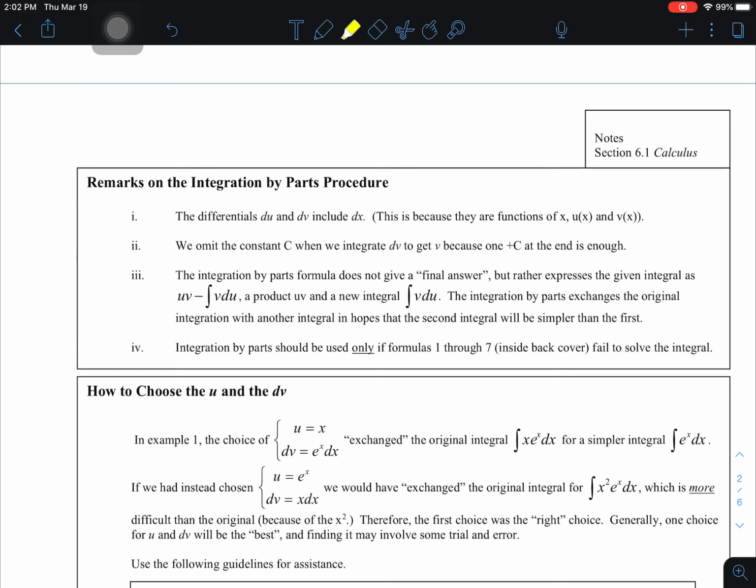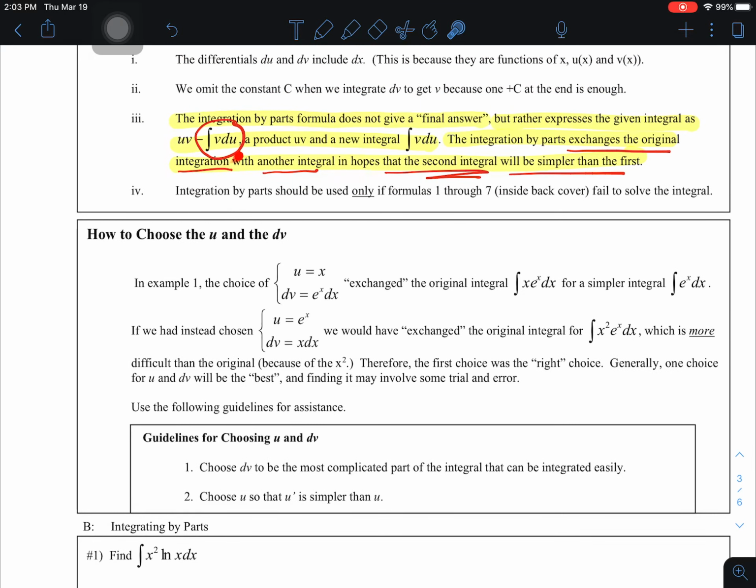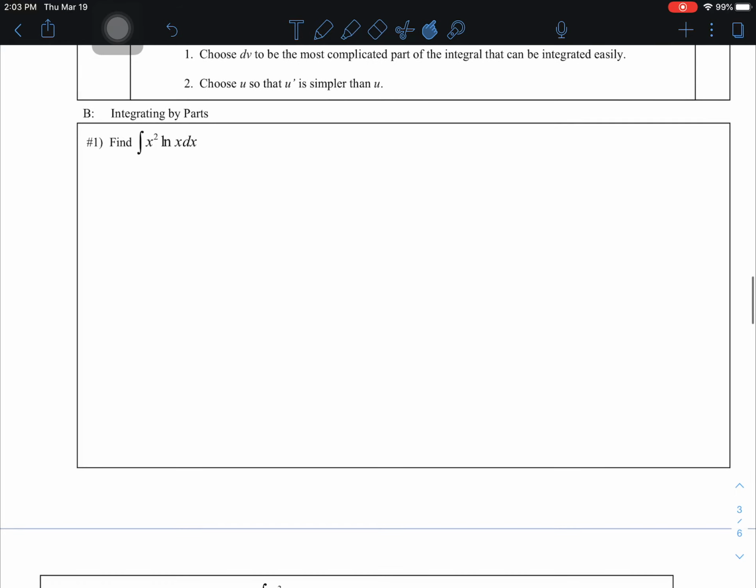What you're trying to do with these problems, when you do this integration by parts formula, as I mentioned, it doesn't give you a final answer, but it is kind of exchanging the original integration with another integral in hopes that that second integral is simpler, okay? Like this part here that's in the formula, that was something that we could easily have integrated. If you accidentally pick the wrong thing for u and the wrong thing for dv, you'll almost immediately know it, because this part of the formula will feel like it's even more of a complicated integral than the original one was. Okay, so let's try one more of these together.